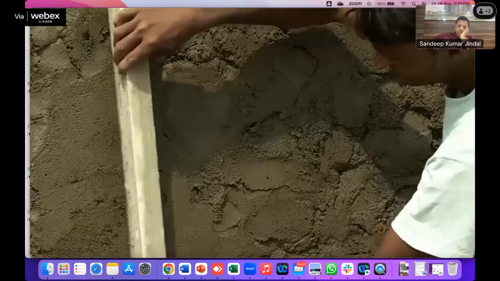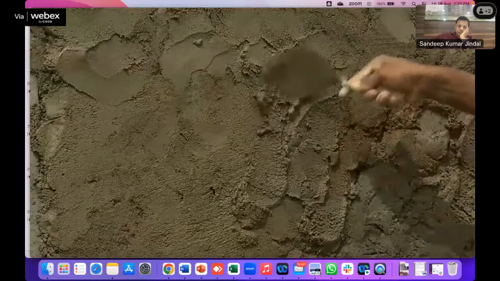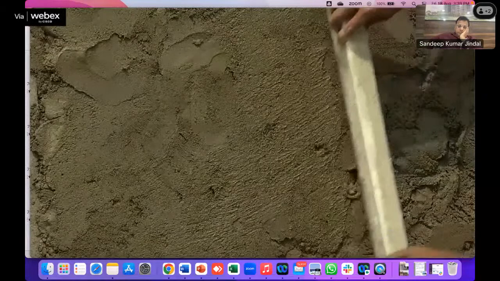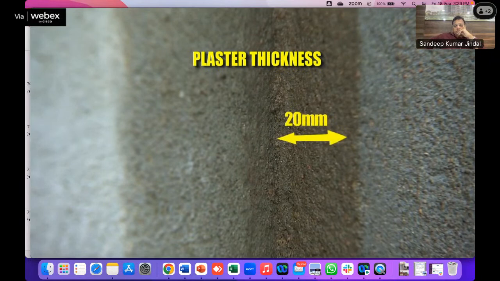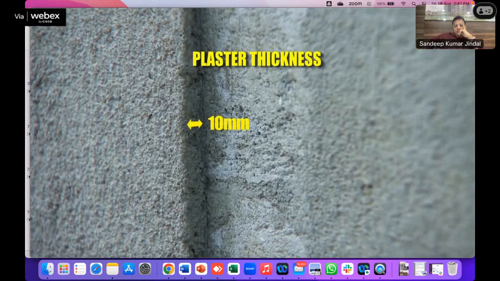The plaster for red clay bricks becomes thick, as the mason keeps adding thick mortar to even out the surface and give a smooth finish. Eventually, it is 20 millimeters thick, whereas the plaster for blocks is about 10 millimeters only.